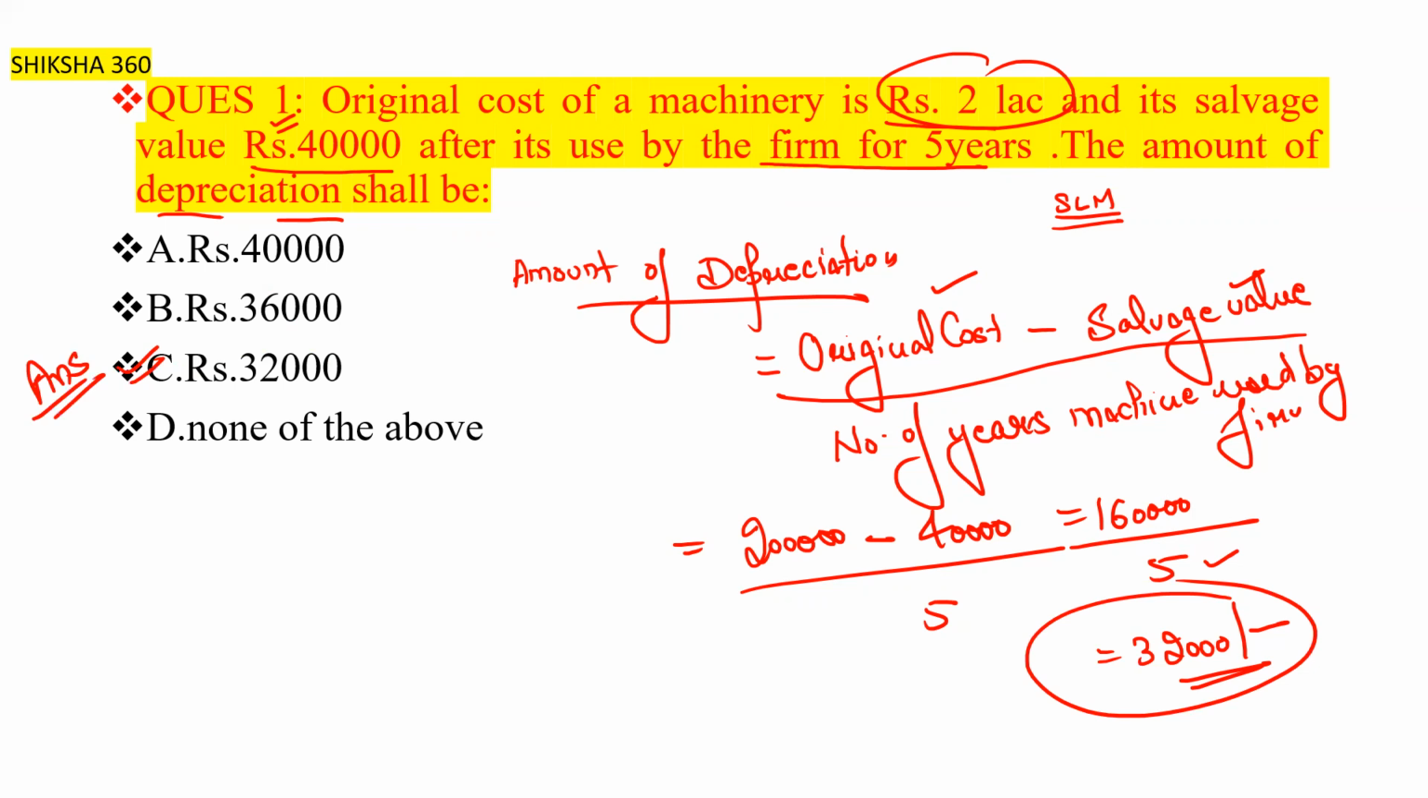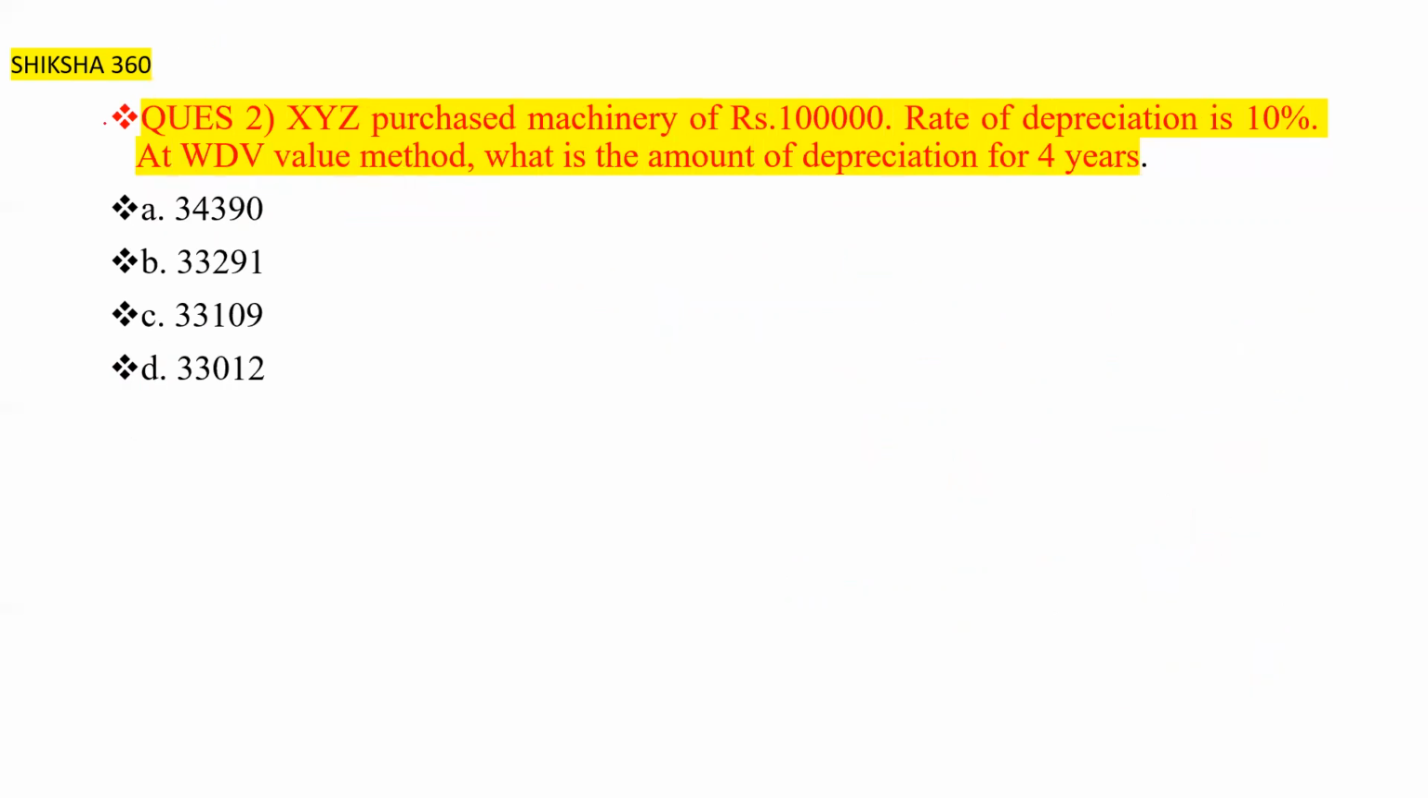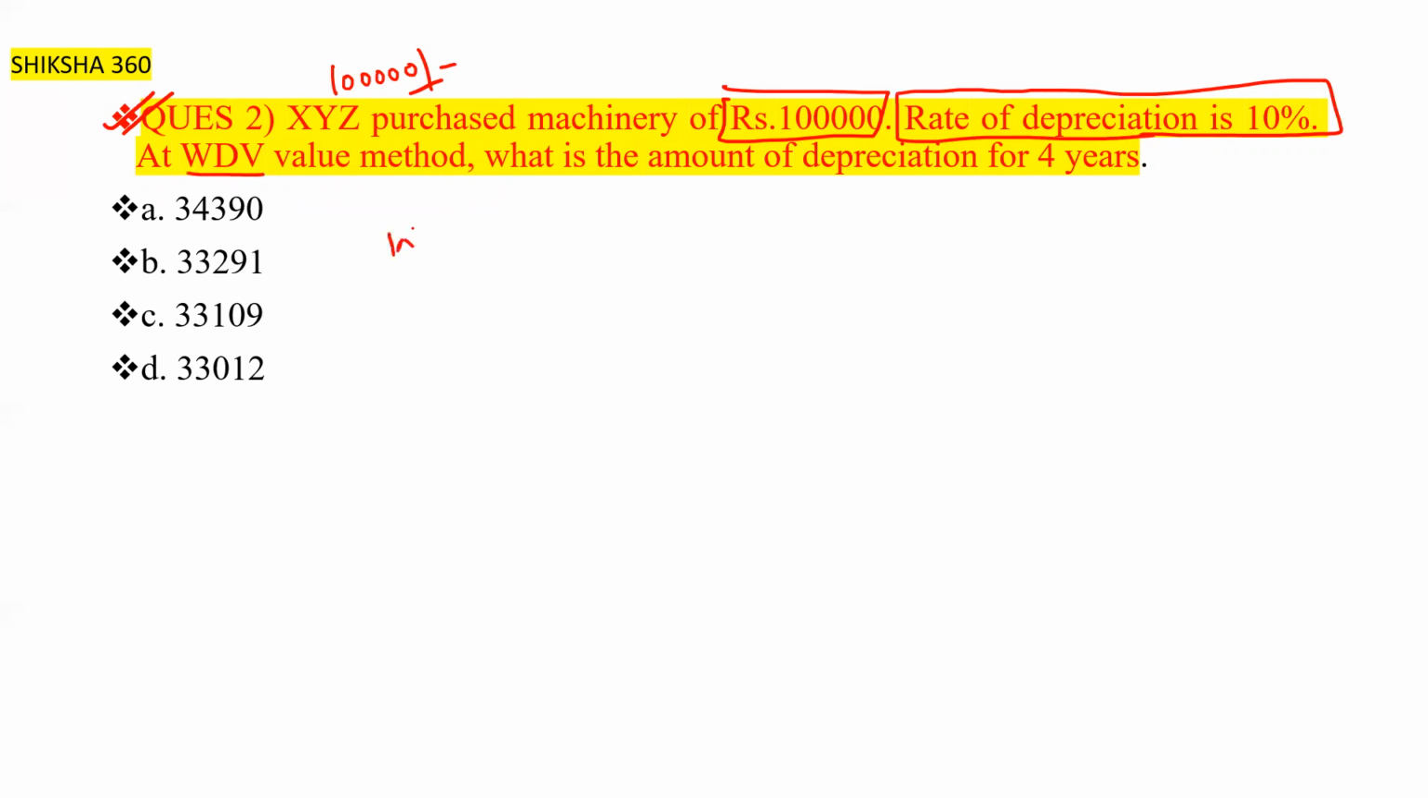Now move to the next question, question number 2. XYZ, a firm, purchased machinery of rupees 1 lakh. The rate of depreciation here is 10% at the WDV method, that is the written down value method.